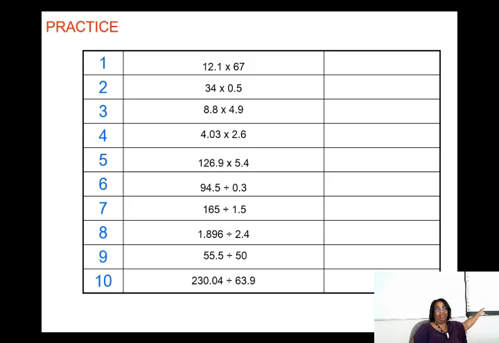A lot of you are kinesthetic learners. That means you need to get up and move around, so come on up. And a couple of these are really easy, so I would do the easy ones and get an answer up there.